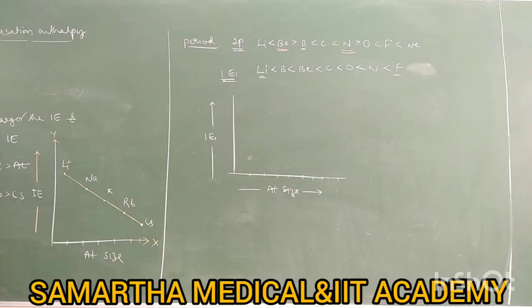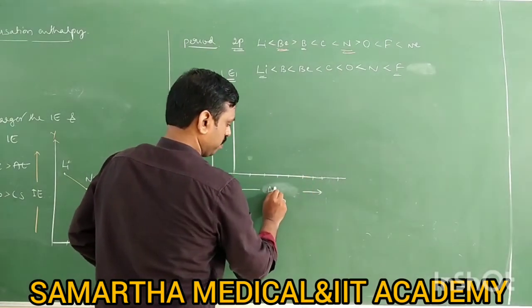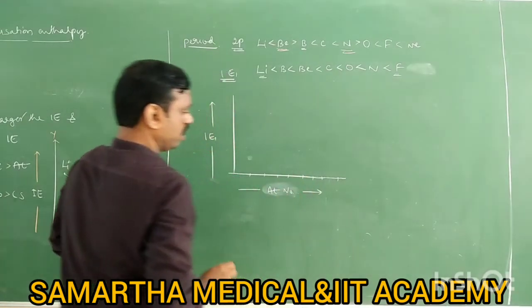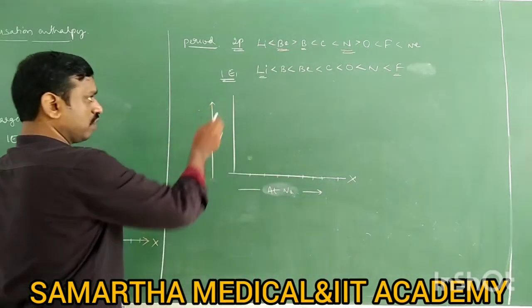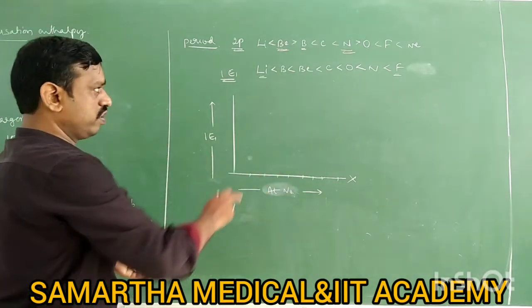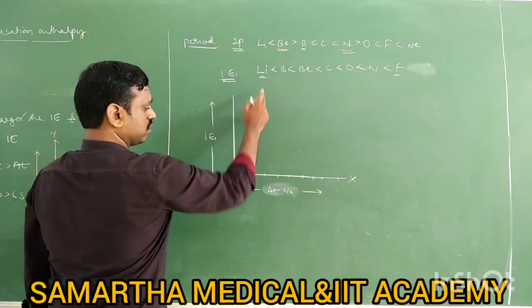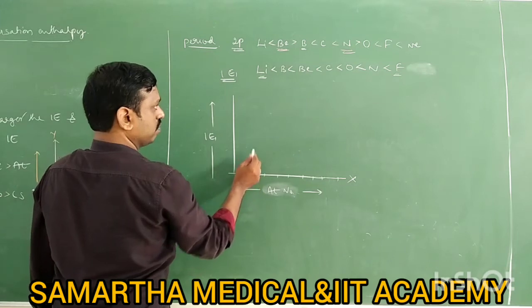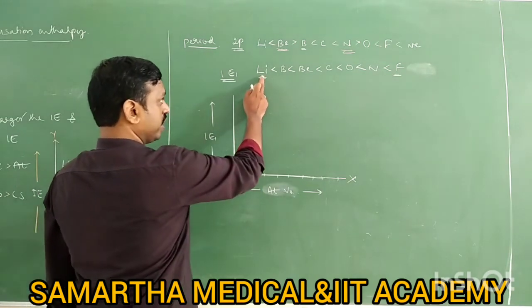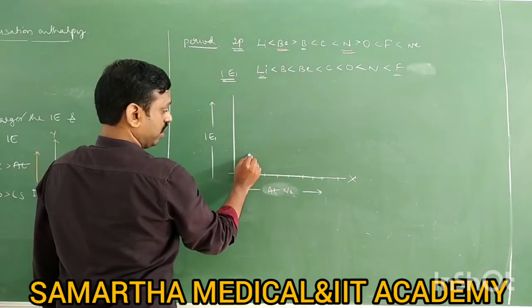So when the graph is plotted between ionization enthalpy and atomic number, take atomic number on the x-axis and ionization enthalpy on the y-axis. Now let us draw the graph for the second period elements. Here lithium has the lowest atomic number, of course, so lithium has less atomic number, and its ionization enthalpy is somewhere here, lithium.